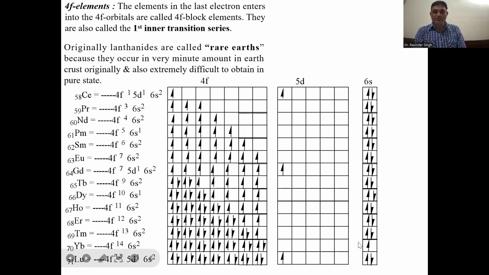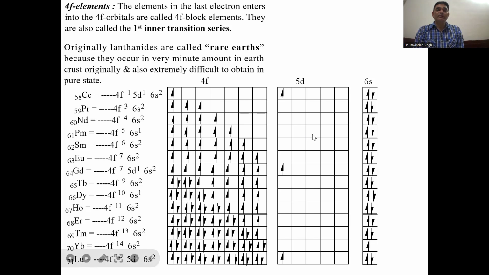Similarly, why does lutetium show the +3 oxidation state? Because after losing these 3 electrons, it acquires the fully filled stable configuration. Why does ytterbium show the +1 oxidation state? Because after losing that one electron, it acquires the fully filled stable configuration. Such questions, where the answer is given on the basis of half-filled or fully filled stable configuration, you have to learn these basic facts.